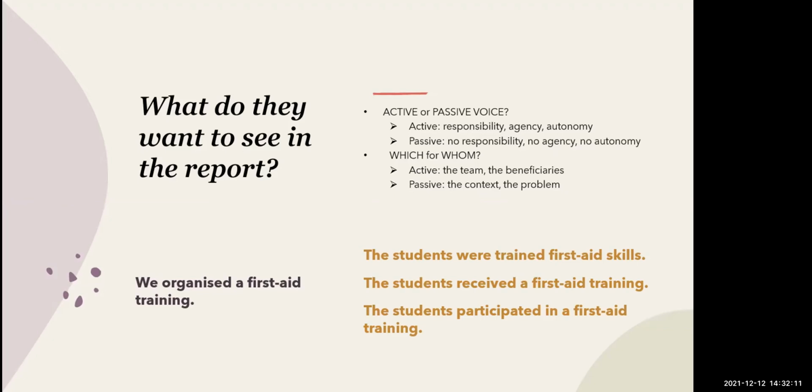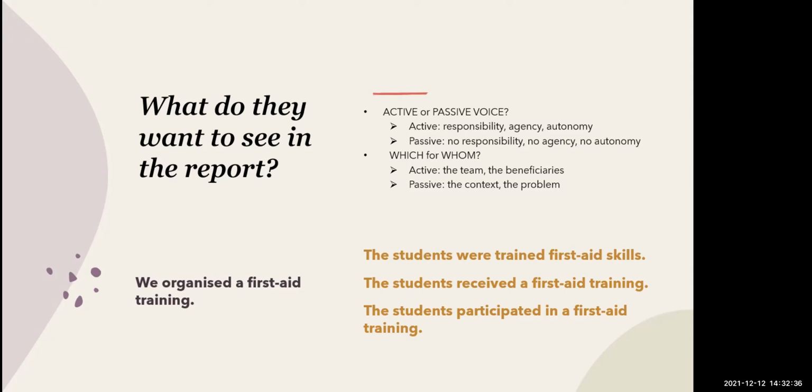So, and then on the right, we have 3 different sentences. The students were trained first at school. So we use passive voice. The students have no agency or autonomy at all. And then the students received first aid training. It sounds a bit more active, but receive is a passive verb. They just sit and they receive. They really have no action to take.